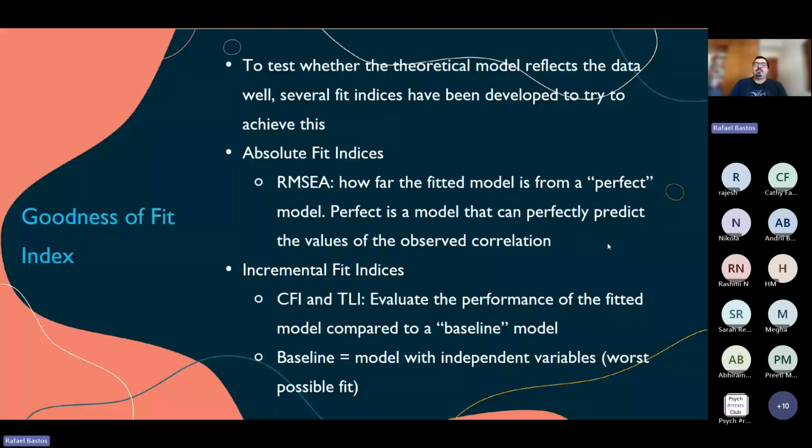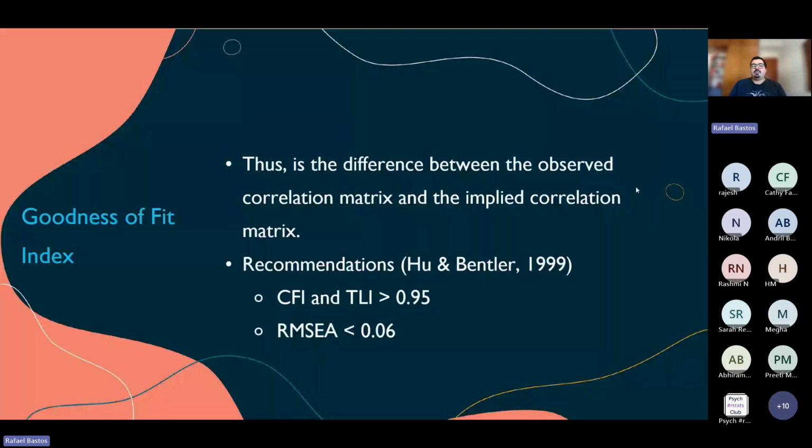So in general, the goodness of fit indices see the difference between the observed correlation matrix and the implied correlation matrix from the model. And we have some recommendations in the literature. The one that is mostly used is from Hu and Bentler, 1999, where the CFI and TLI should be above 0.95 and the RMSEA should be below 0.06.